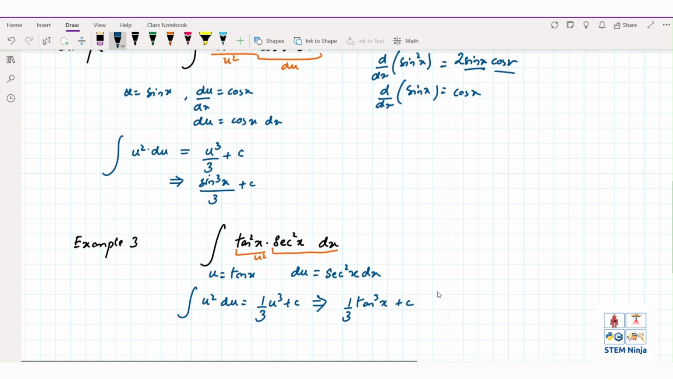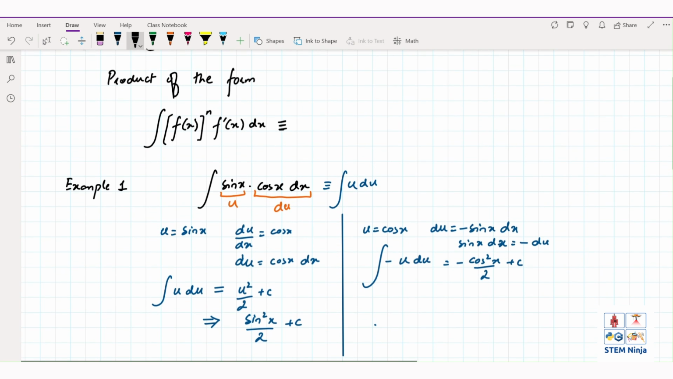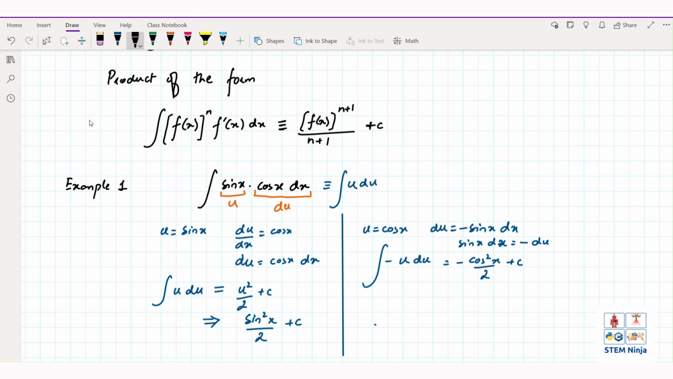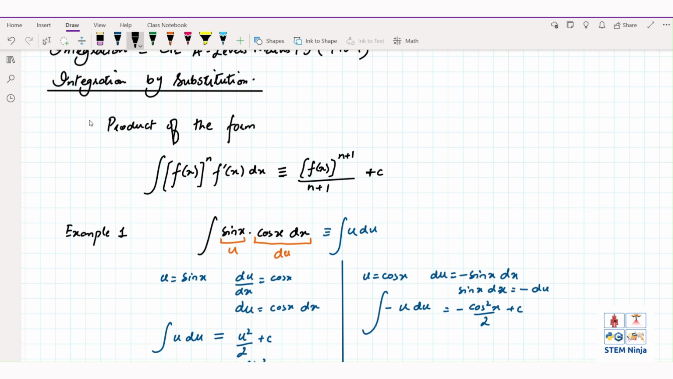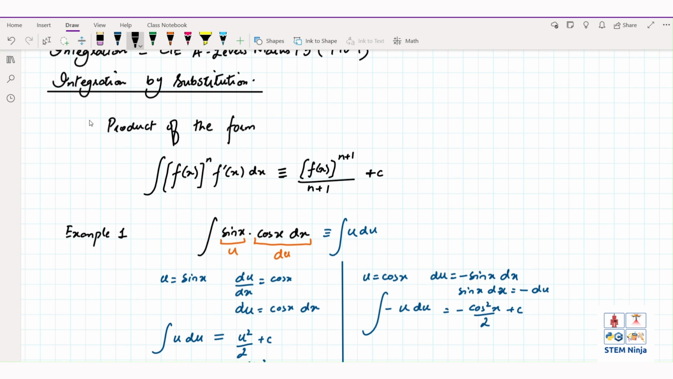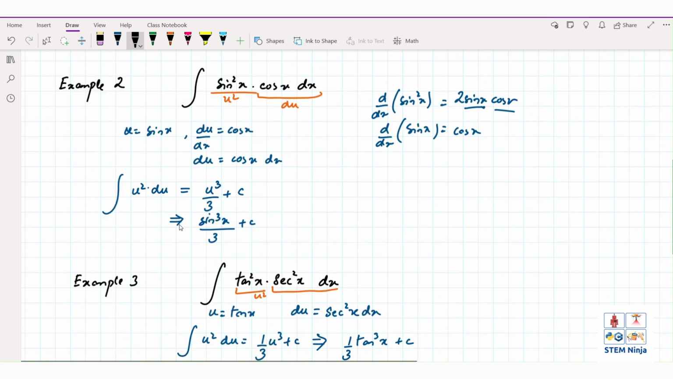So the general form for the kind of product that we're talking about looks like f of x raised to the power n plus 1, divided by n plus 1, plus c. This is not the exhaustive case; this is not the only way where integration by substitution is used. You could have other scenarios also. Also remember one thing, we have to change the limits also. So for example, let's have another example.